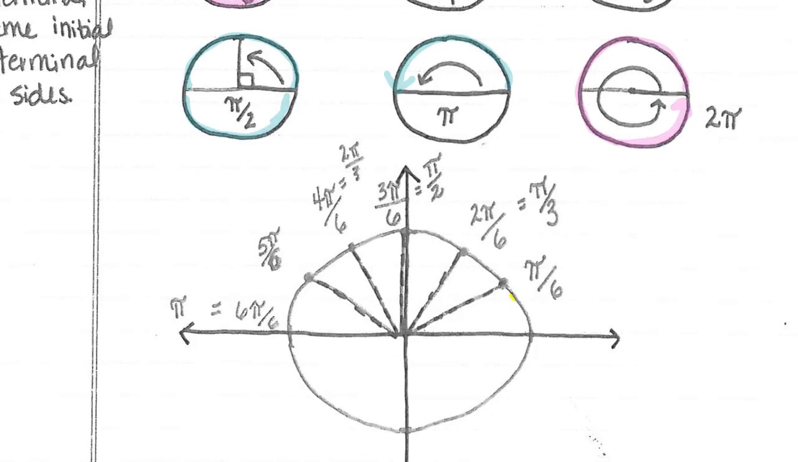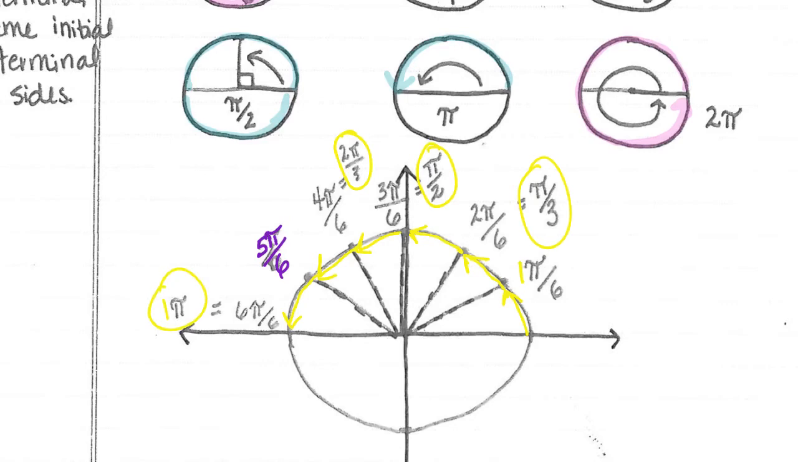Notice that if I travel this way, I go pi over 6, and I would say that that's like 1 pi over 6, and then we go to 2 pi over 6. Well, that reduces to a third. 3 pi over 6, hey, that reduces to a half pi. 4 pi over 6, yep, reduces to 2 pi over 3. 5 pi over 6, that really says 5 pi over 6. And then 6 pi over 6 just brings us to 1 pi, and halfway around the unit circle would be 1 pi.